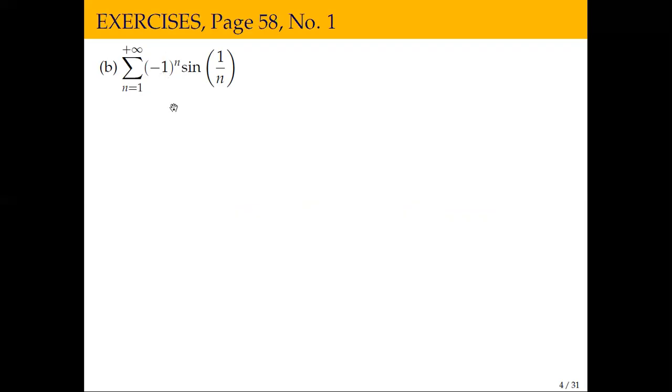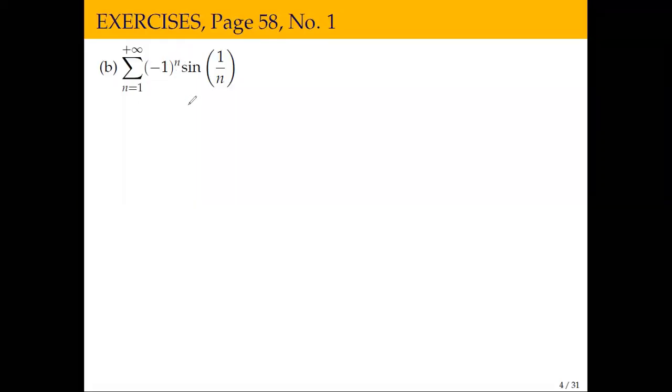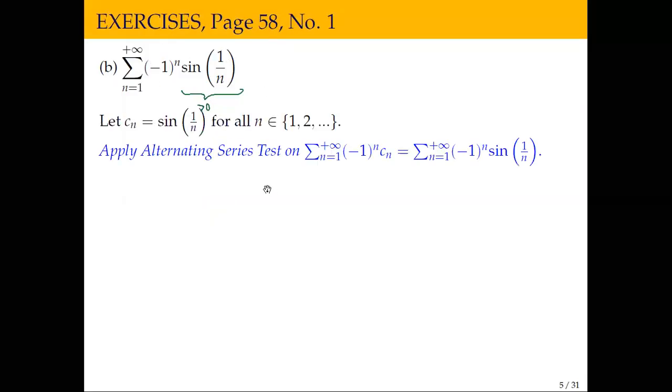As you can see, this is an alternating series since we have here negative 1 raised to n, and sine of 1 over n is always positive since our n ranges from 1 to positive infinity. Last time, I asked you to apply the alternating series test on this alternating series. So, tignan natin kung parehas ba tayo ng nakuha na solution. So, we have here the alternating series of negative 1 raised to n times c sub n.